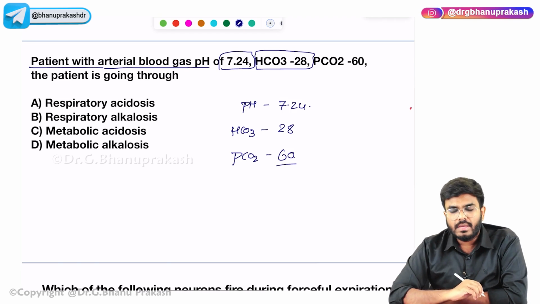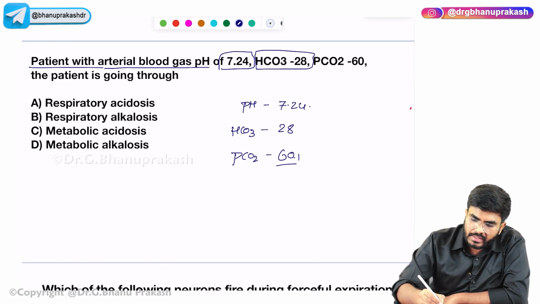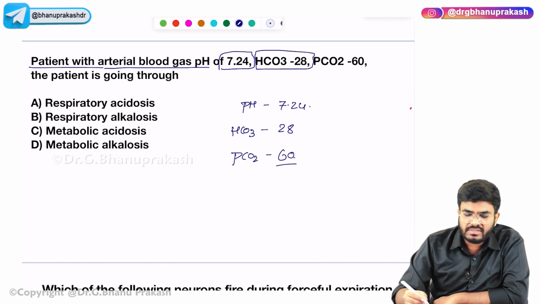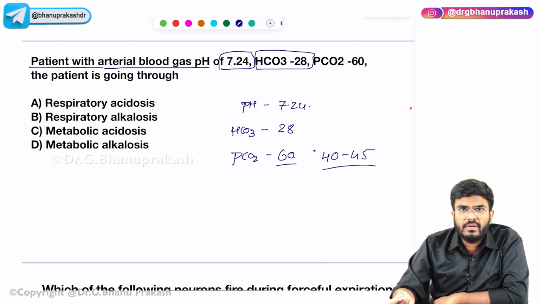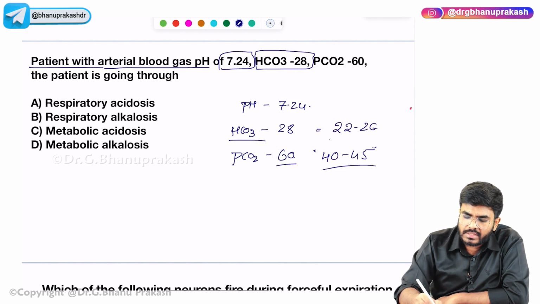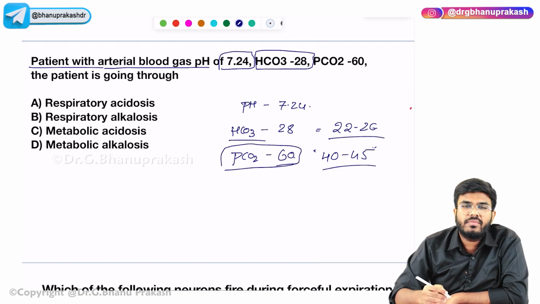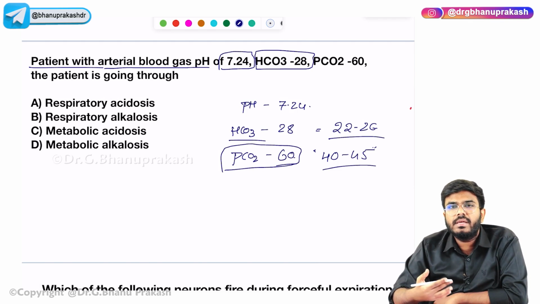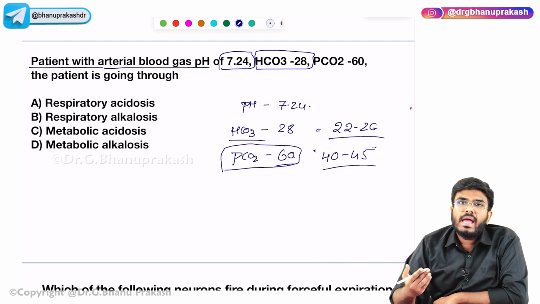It's very clear that the PCO2 is increased. So normally, how much carbon dioxide will be there? The PCO2 value will be around 40 to 45. The bicarbonate value is going to be between 22 to 26. Now in this condition, the partial pressure of carbon dioxide is increased, so definitely the carbon dioxide is more, and it is going to cause acidosis.